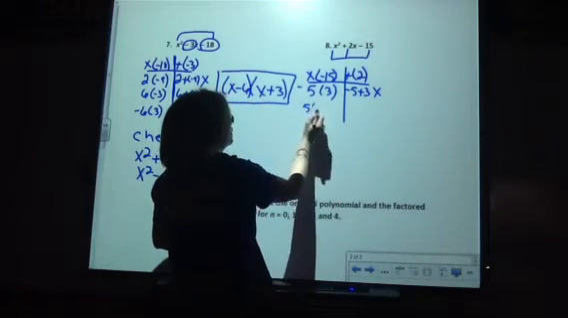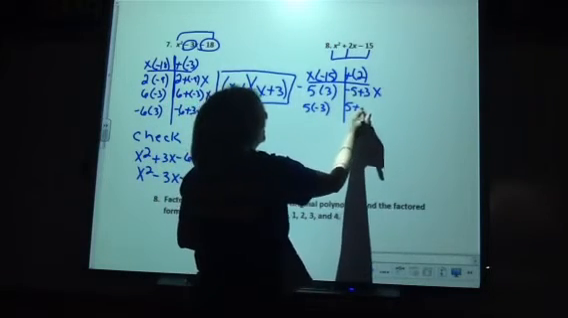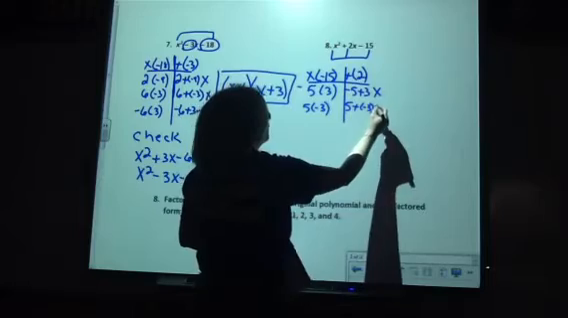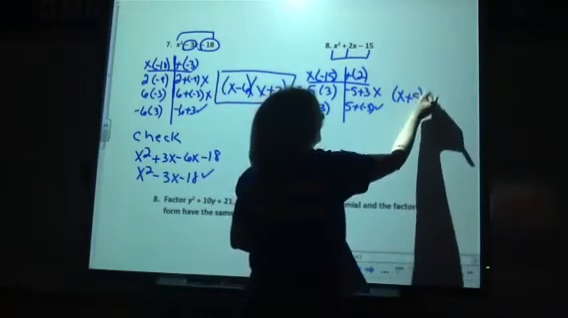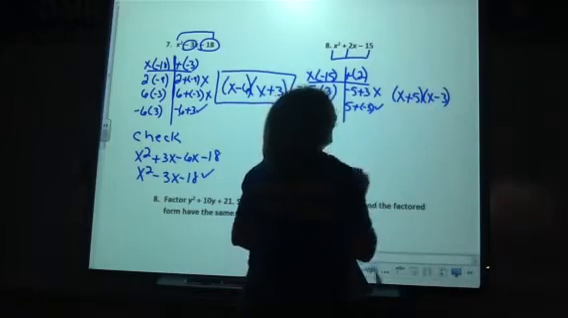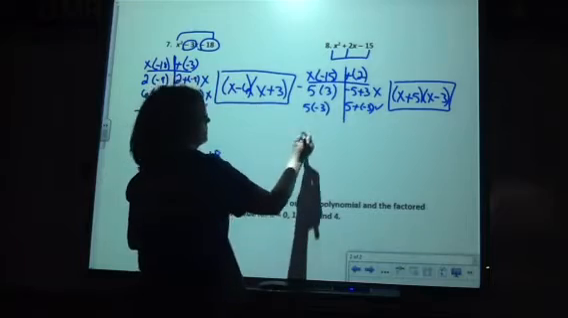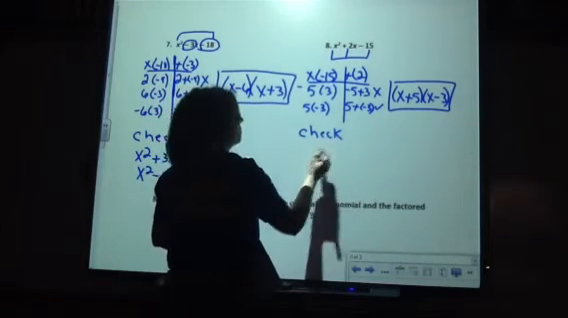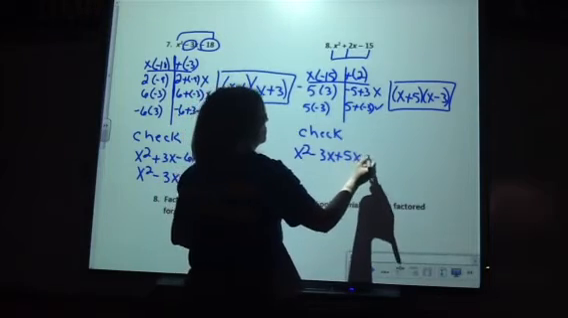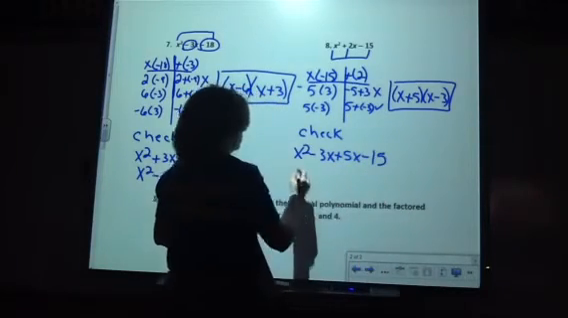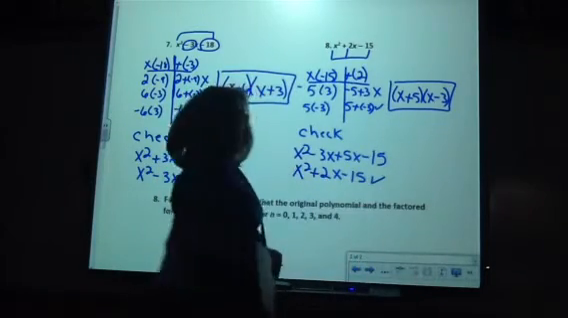So what I need to do is switch my negative sign. So 5 plus a negative 3 gives me a positive 2. That's what I want to use. So it's x plus 5, x minus 3. So that's how I factor, and now we want to check it. And it checks out.